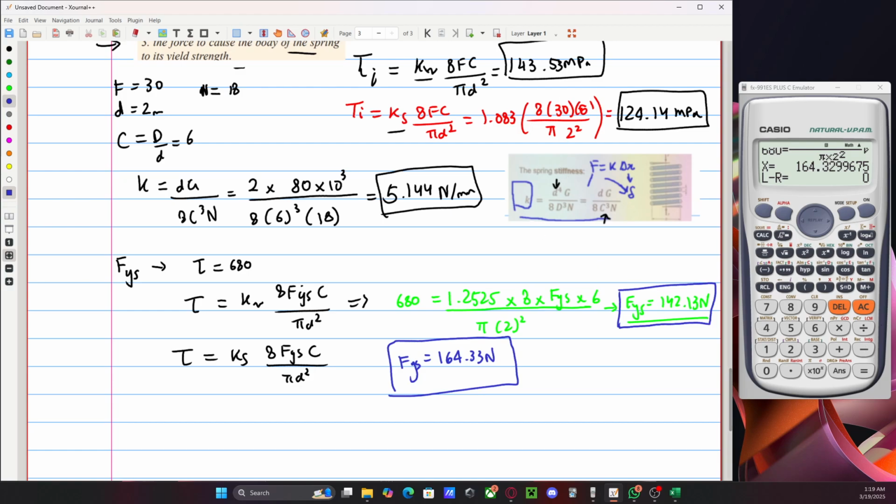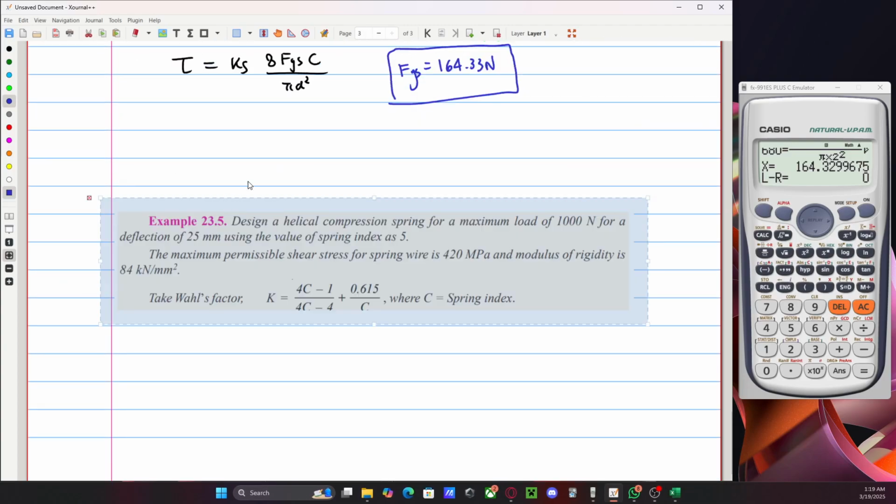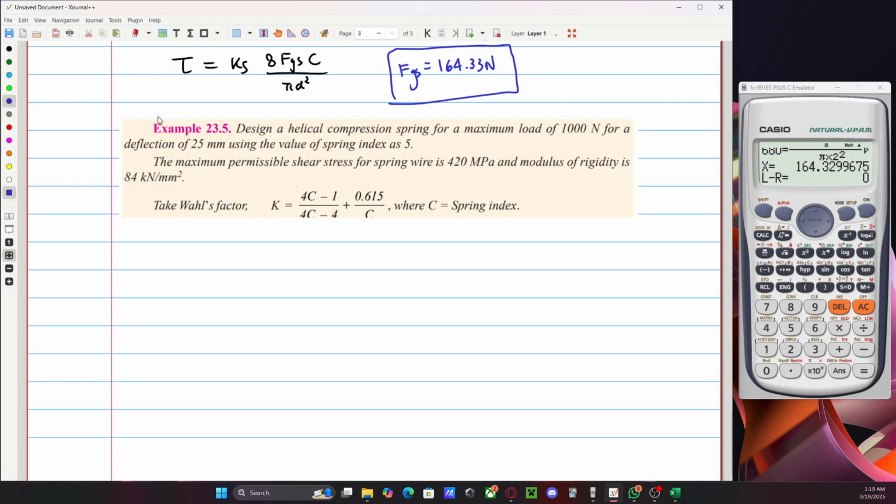Now, the next question says design a helical spring. So let me bring this question out. So let's try this question over here. Design a helical spring for a maximum load of 1,000 newtons for a deflection of 25 millimeters with a spring index of 5. The maximum permissible shear stress for a spring wire is 420 megapascals, and the modulus of rigidity is 84 kilonewton per millimeter squared. And they've told you to take the Wahl's factor, which is K. It's a bit cut out there, but this is just C minus 4.